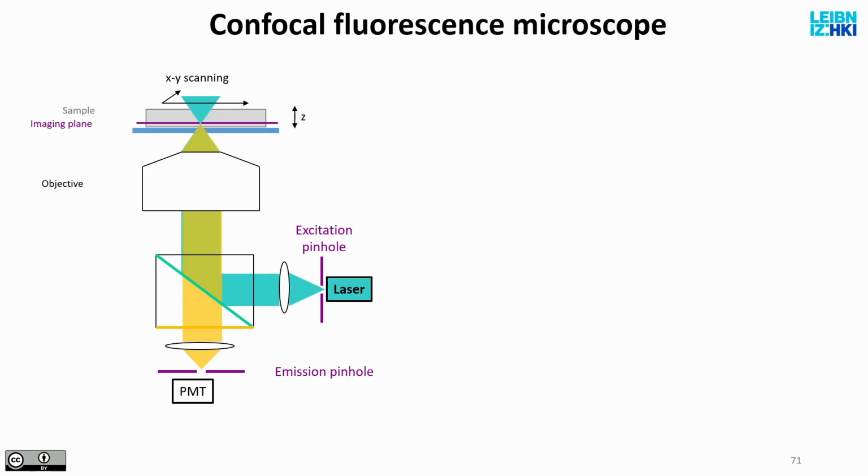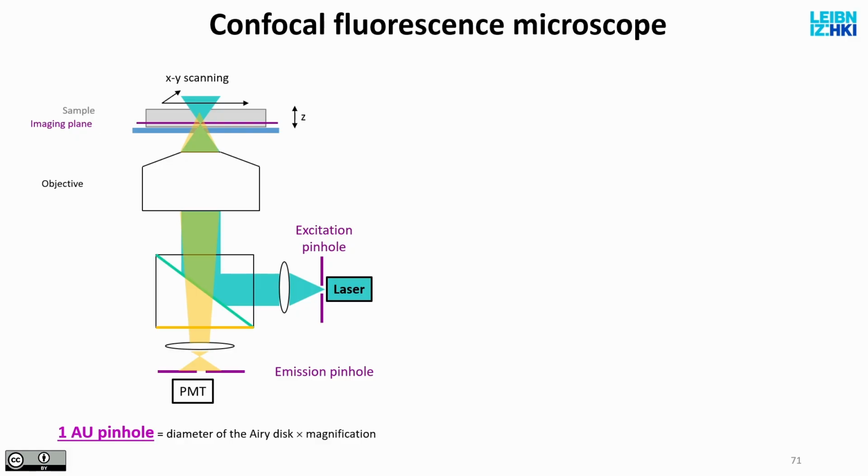Now, of course, if you set the pinhole to a certain size, then you will get a certain level of thickness from which you collect the light. Now, typically, the size of the pinhole, first of all, determines how thin this optical slice is. The smaller the pinhole, the thinner the layer from which you get light. But you also get less light.